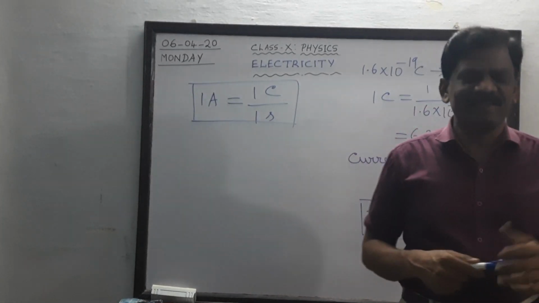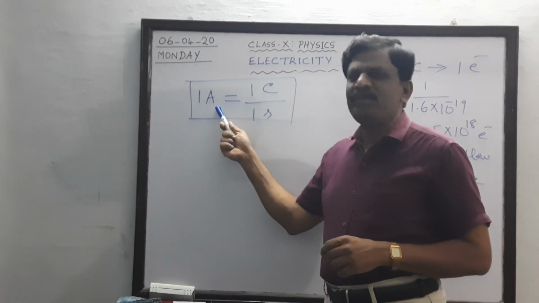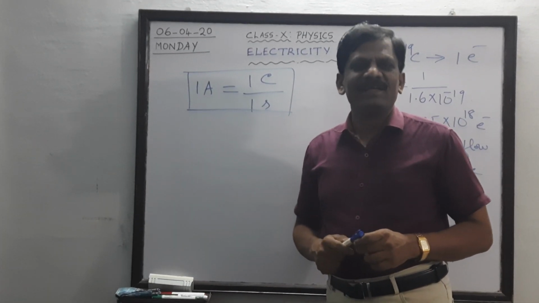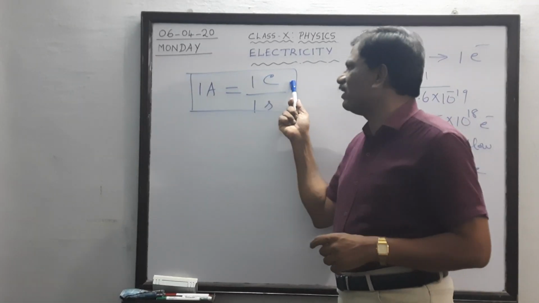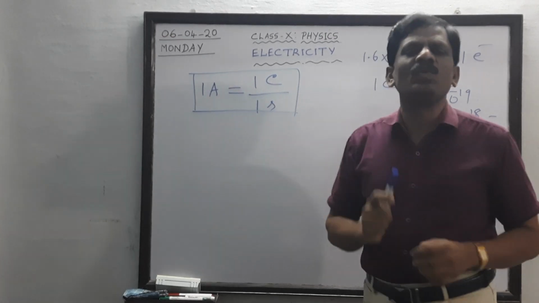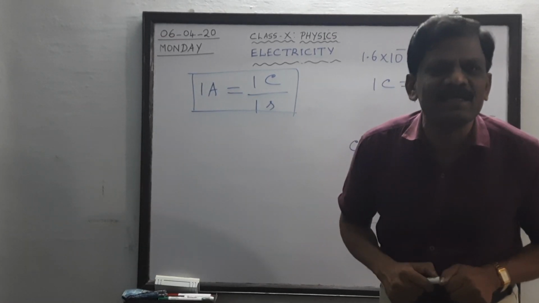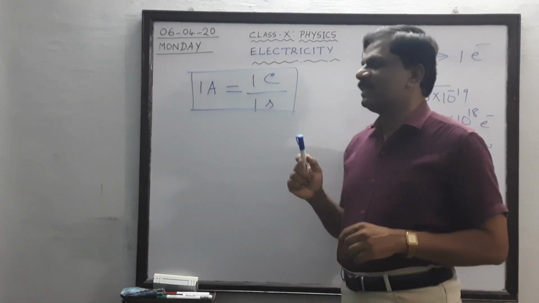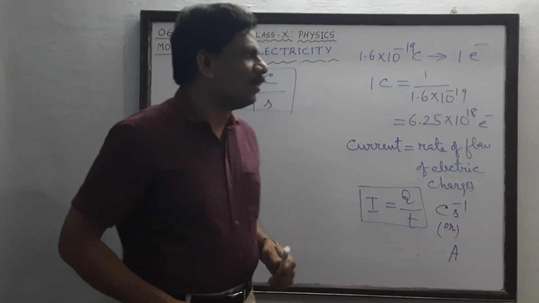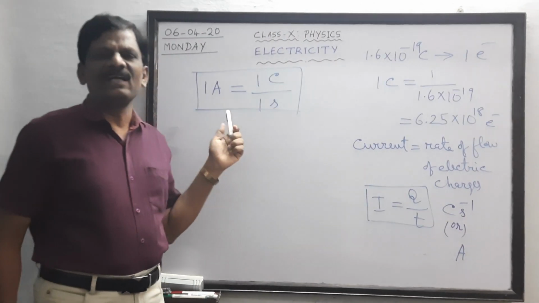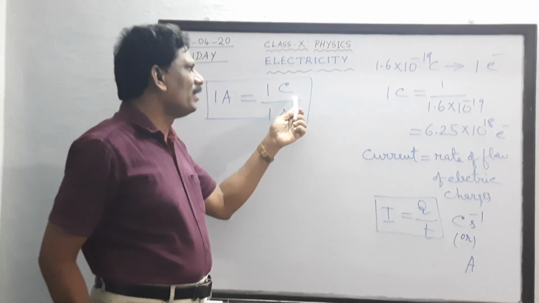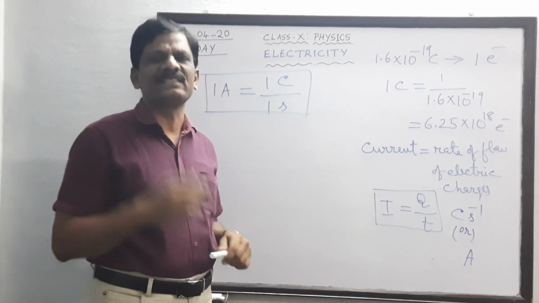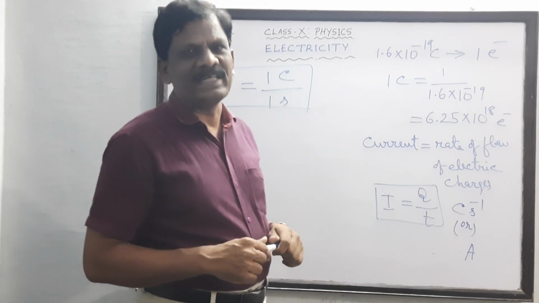That is right. 1 ampere is said to be the electric current when 1 coulomb of charge flows through the conductor for how many seconds? 1 second. I will repeat once again. So 1 ampere is defined as the electric current flowing through a conductor when 1 coulomb of charge flows through the cross section for every 1 second.